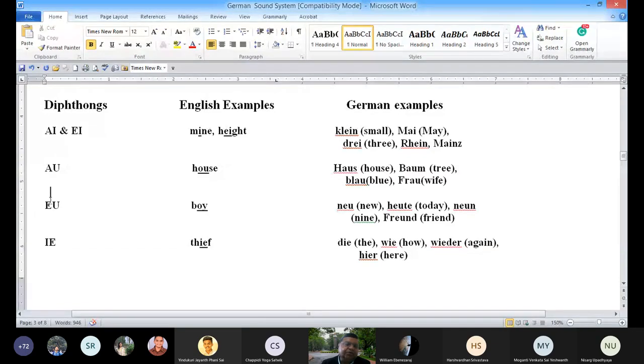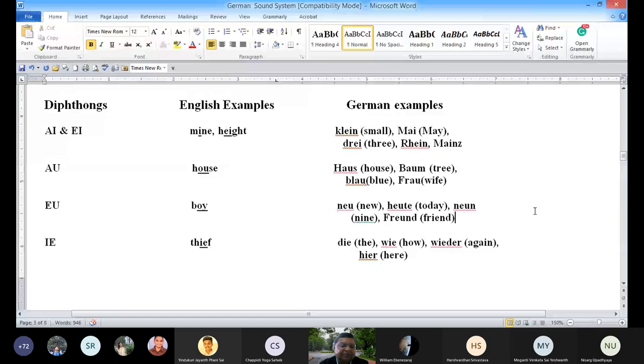The other one is the EU combination. EU is like oi, as you pronounce boy or toy in English. So with this oi, you can pronounce these German words: neu, heute, where the E at the end is pronounced like uh, neuen, Freund. Okay: neu, heute, neuen, and Freund.